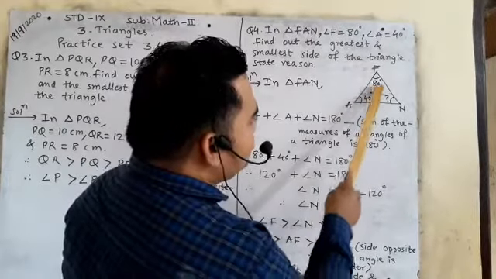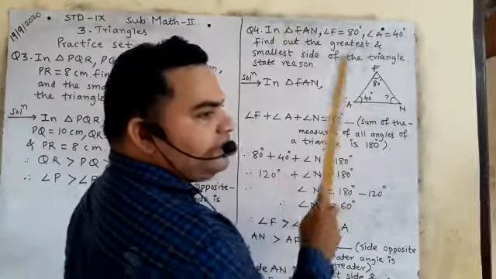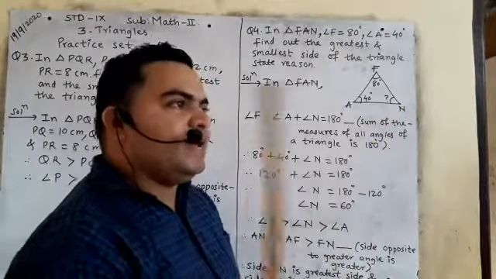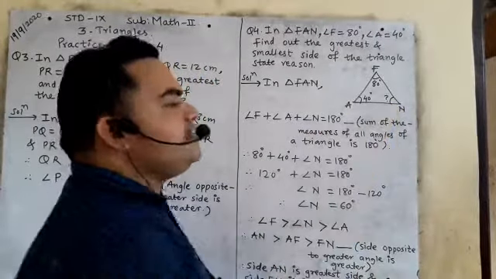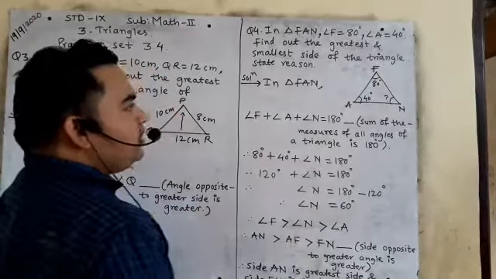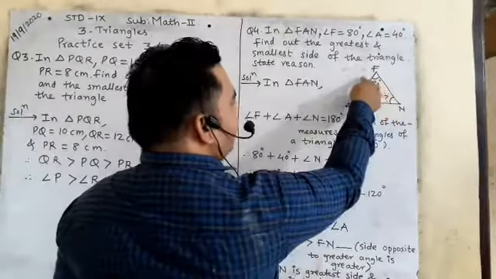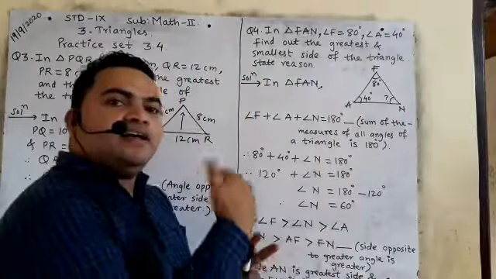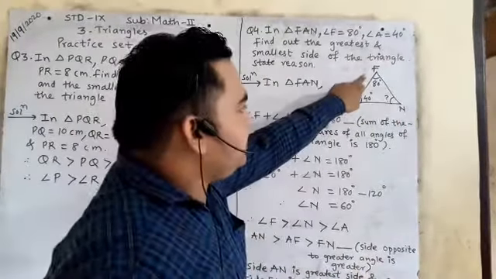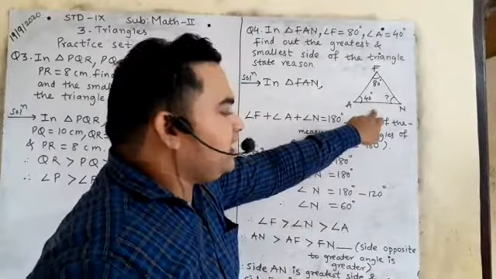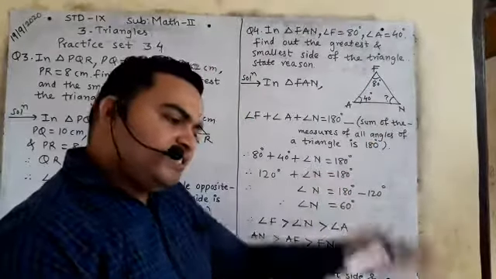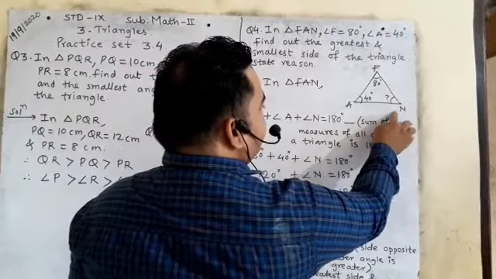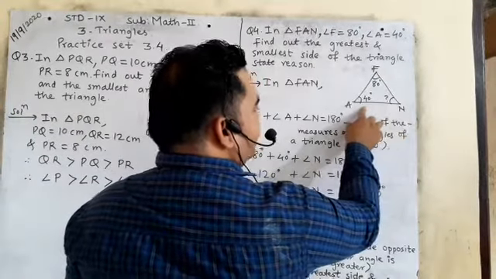So the addition of these two is what? 80 plus 40, 120 degrees. It means N will be how much? 180 minus 120. So N will be 60 degrees. Now what you came to know, which angle is greatest? F. The opposite side of F is AN. So AN will be the greatest side. The side opposite the greatest angle is also greatest. Now this will be 60, so this is second highest, third highest, right?